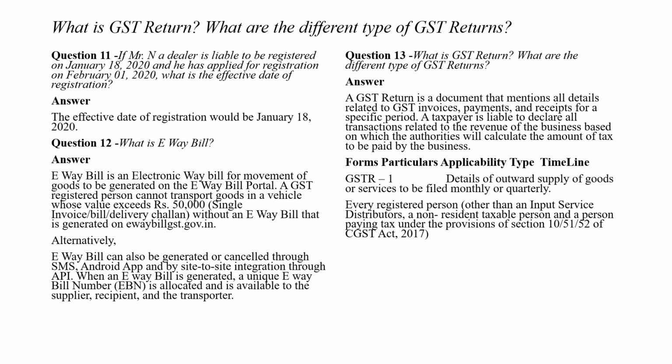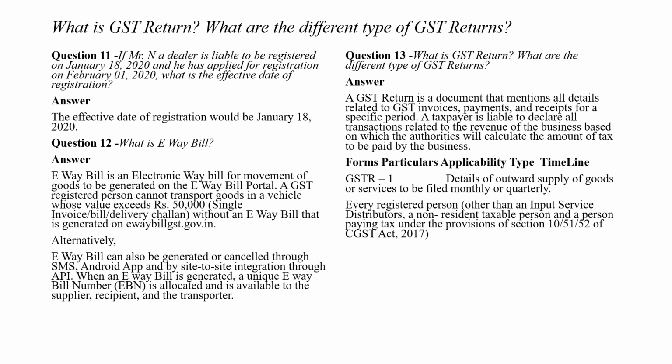So next very important question is question number 11. If Mr. N, a dealer, is liable to be registered on January 18, 2020 and he has applied for registration on February 1st, 2020, what is the effective date of registration? Very important. So the answer is here. The effective date of registration would be January 18, 2020. Why? Because the application has been made within the 30 days. He is liable to register.